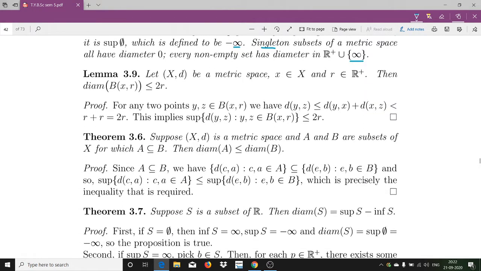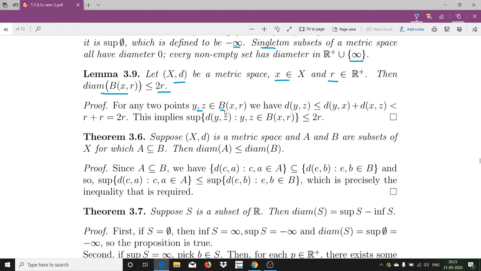Next, a small lemma. It says that if you have a metric space (X, d) and an element x in your metric space X and r is any positive real number, then diameter of open ball B(x, r) is always less than or equal to 2r. Now to prove it, you will use the triangle inequality for metric. So suppose you have two elements y and z inside your open ball B(x, r).